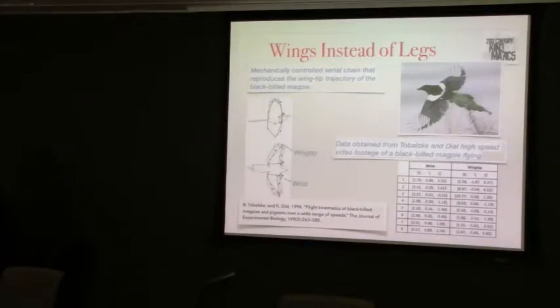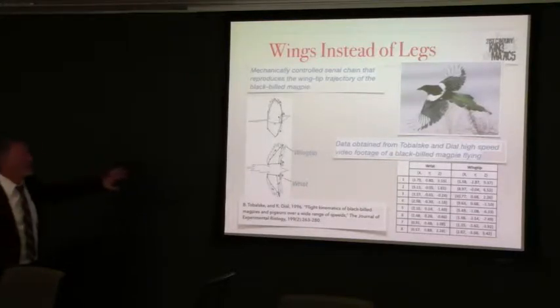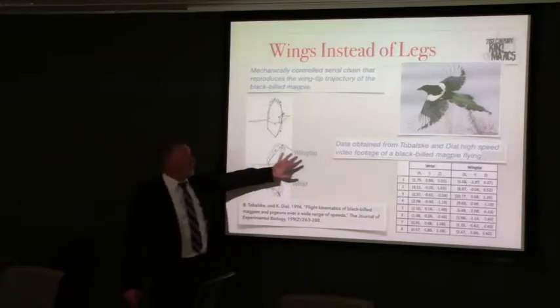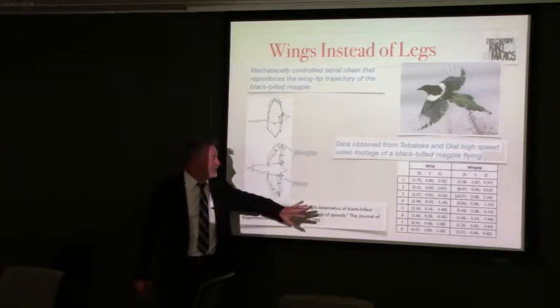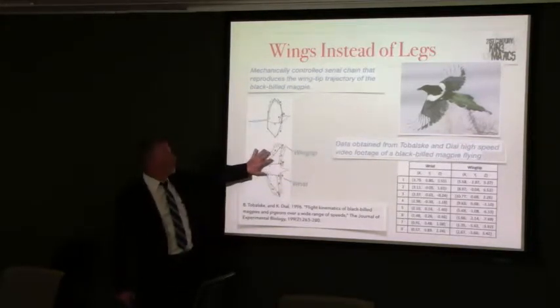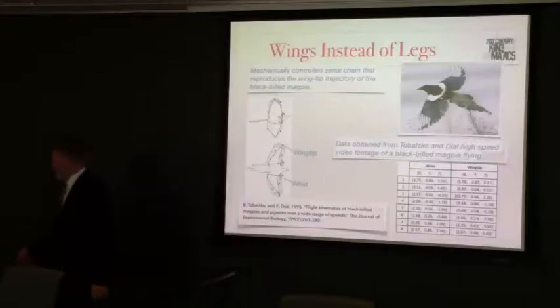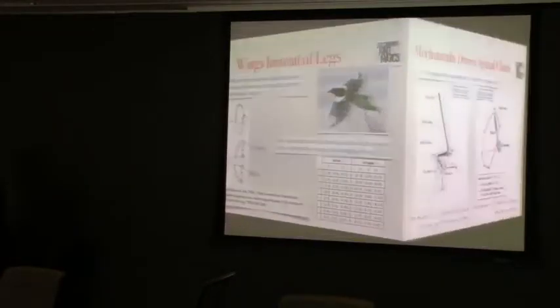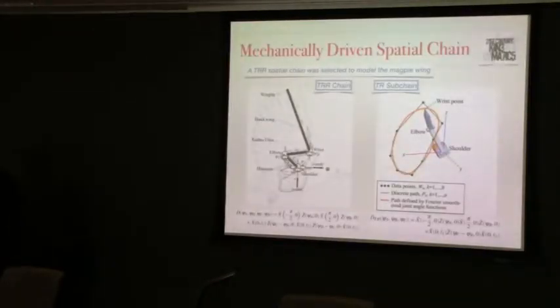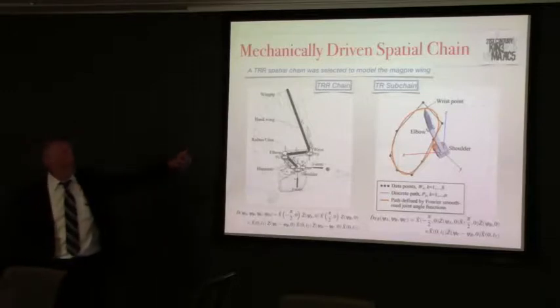All right, so what I'd like to show you now is other applications. We can do wings instead of legs. We got this data from Tobalske and Dial. They did a whole high-speed video analysis of the black-billed magpie. We determined the trajectory, and from that we would model the trajectory as a 2R chain.